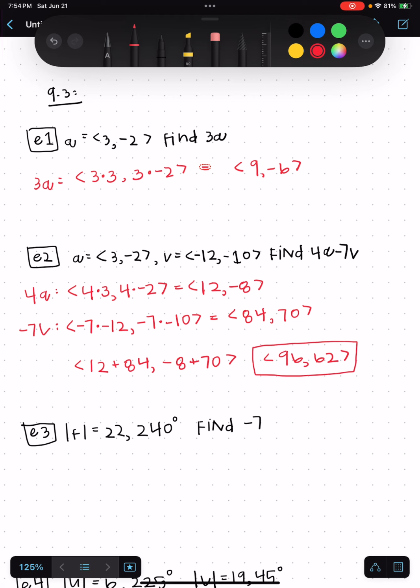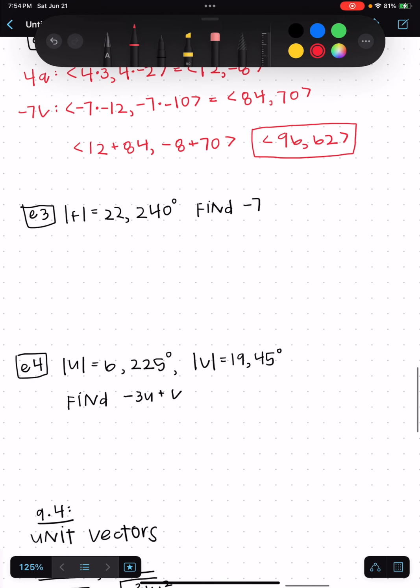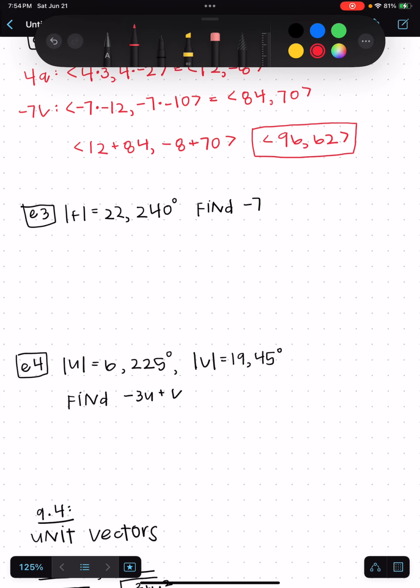Okay, awesome. Now, for example 3 and example 4, these are not already in component form. They're in that magnitude and direction form. Oh, I didn't even finish writing the first example, it is just -7f. Sorry, that was my fault.